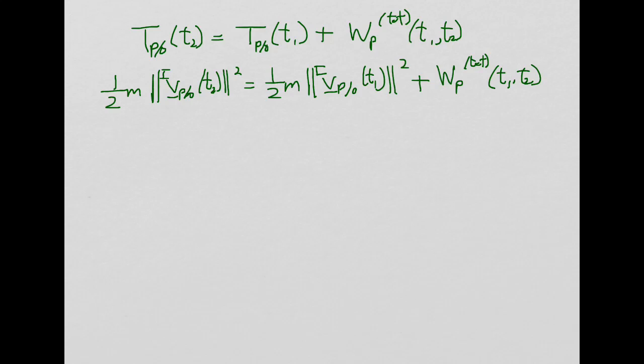And so let's take a look and see what we know and what we don't know. So we know this, we just calculated this. And we know the velocity at time 1. The velocity at time 1 is equal to 0. So that means that the kinetic energy at time 1 is 0. And so what we're solving for now is the magnitude of the velocity at time 2.